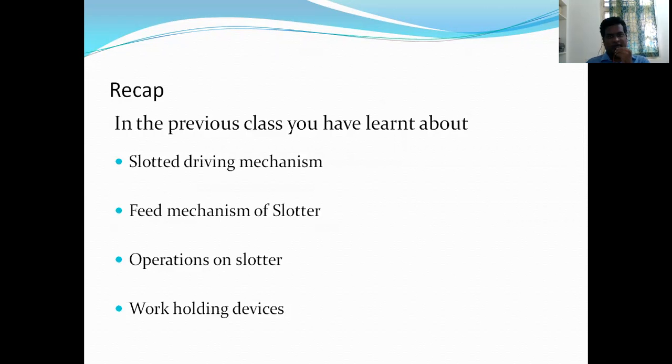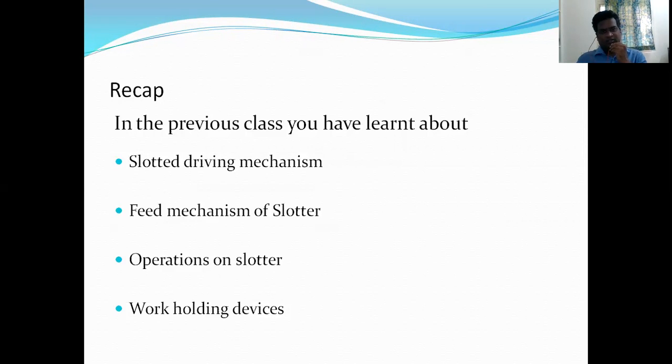We learned about the slotter driving mechanism, feed mechanism of slotter, operations on slotter, and work holding devices. So these have been discussed in the previous session. Once again, we can recall what is shaper and what is slotter.